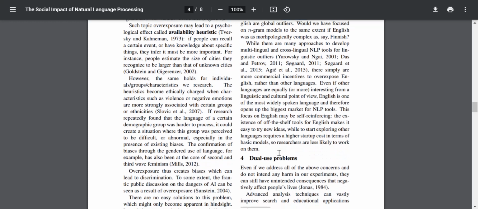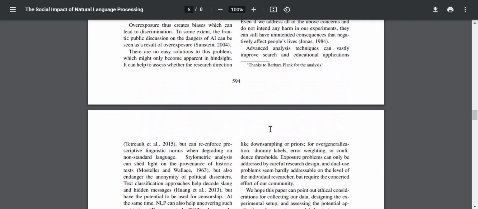This focus on English may be self-reinforcing, with the existence of off-the-shelf tools for English making it easy to try new ideas, while to start exploring other languages requires a very high cost.